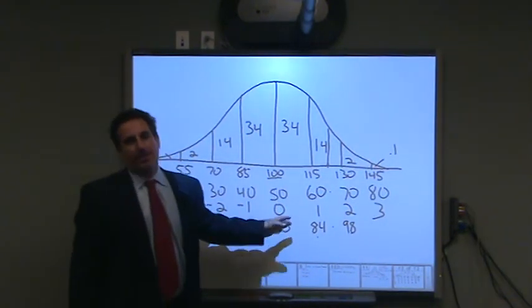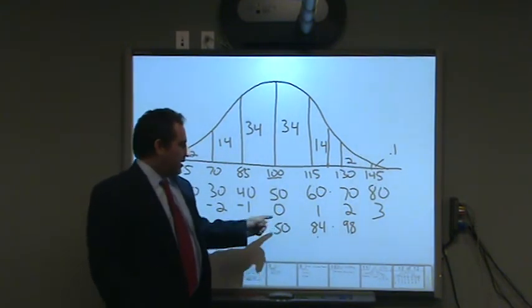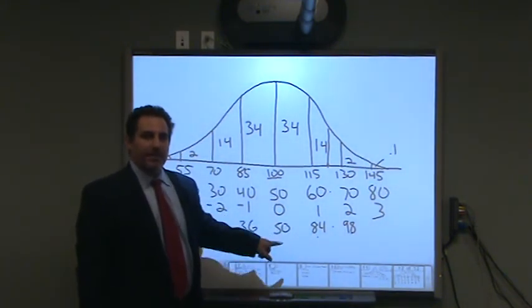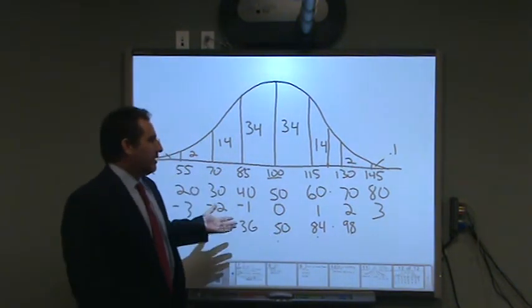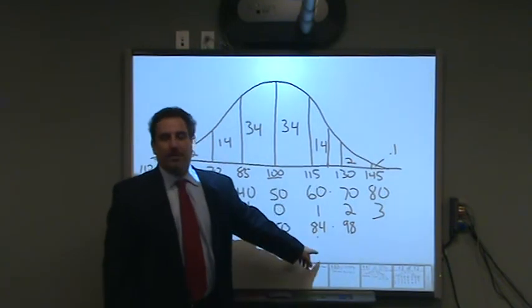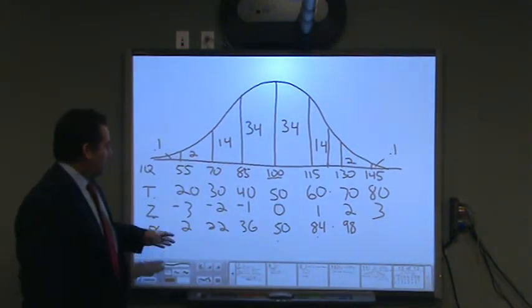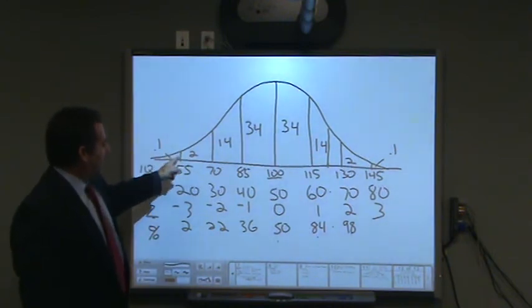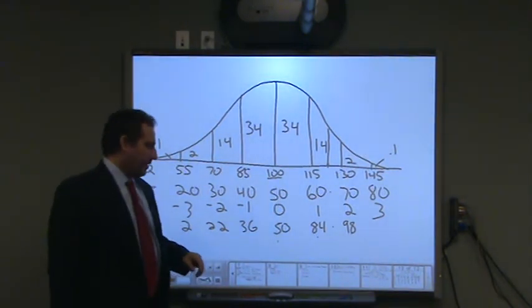If someone has a z-score, for example, on the comp exam of 0, that's actually pretty good. That means that they were average in their class. If they have a z-score of 1, that means they're at the 84th percentile. And conversely, if someone has a z-score of -2, then they're at the 2nd percentile.